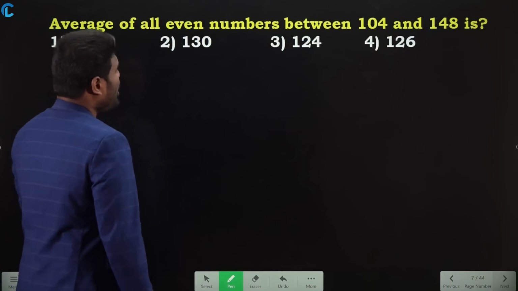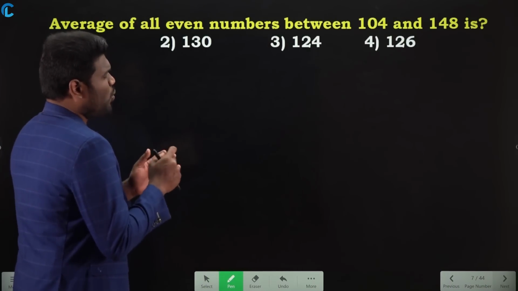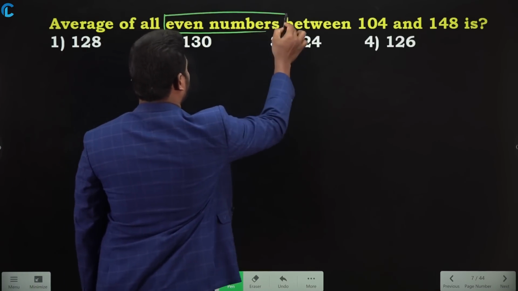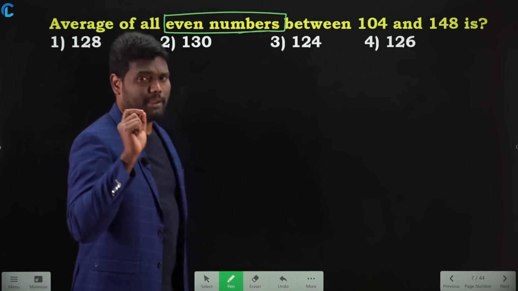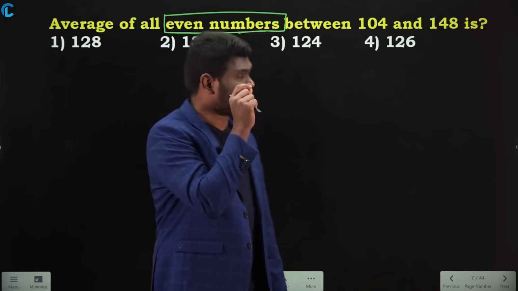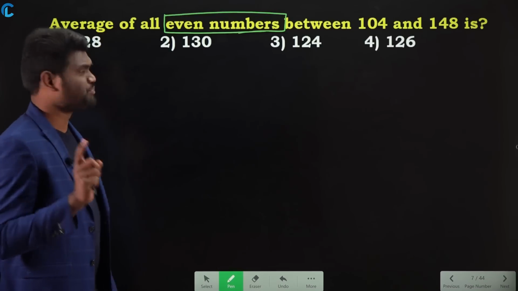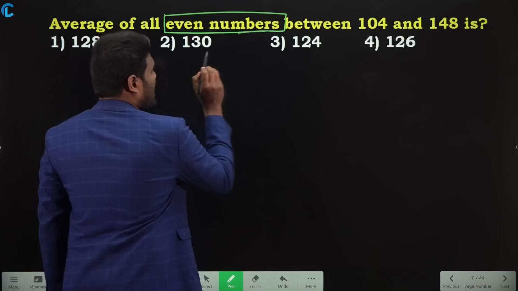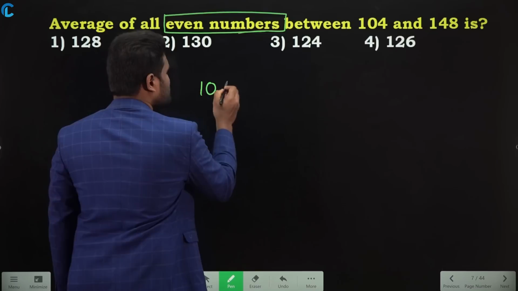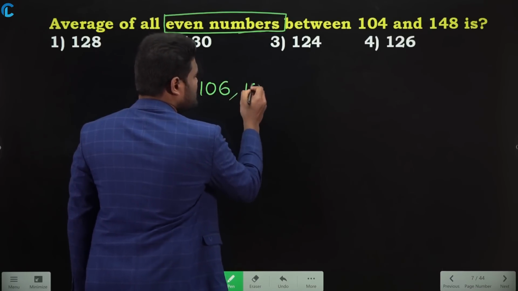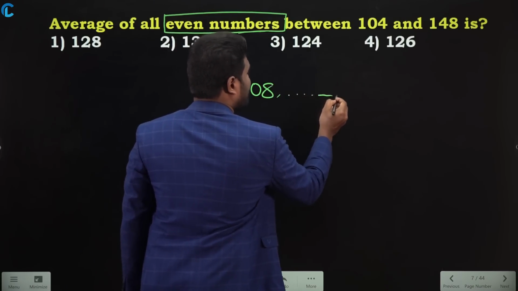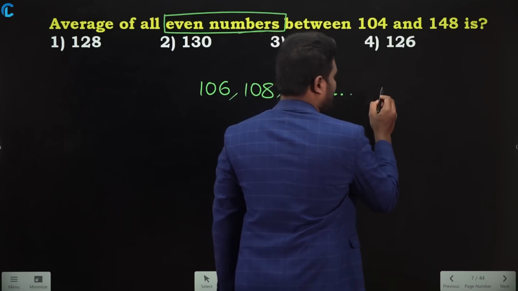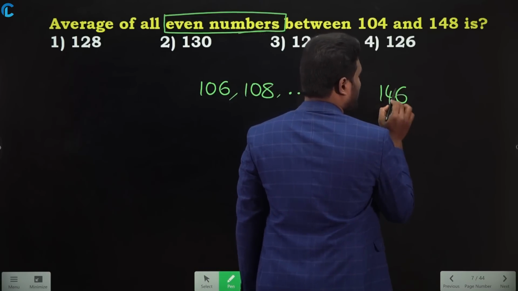Average of all even numbers between 104 and 148. So we are asked to find the average of all even numbers. Reading the question is really important. So read the question clearly and try to know what exactly the question is. Okay. So even numbers from 104 to 148. Now look here. After 104, the next even number is going to be 106. Next to that 108, and so on, right? Till where is it saying? Till it is saying between 104 to 148, which means the previous number is going to be 146.